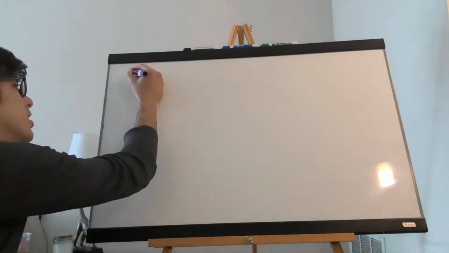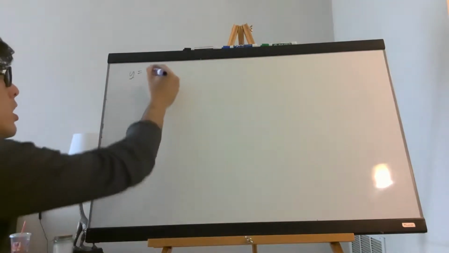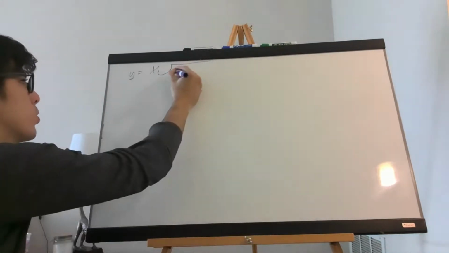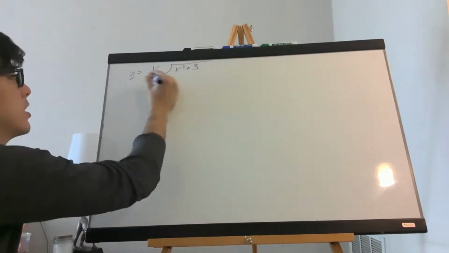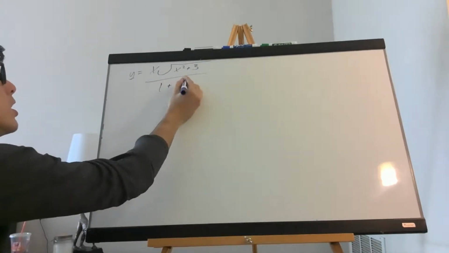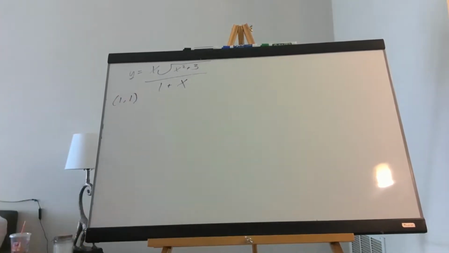Alrighty, so, oh, this is something you guys like to do. You guys like to find the tangent line at a point, don't you? Well, don't worry, I'm getting there. So let's do this. y equals x times the square root of x squared plus 3, divided by 1 plus x. Nice. At the point (1, 1).